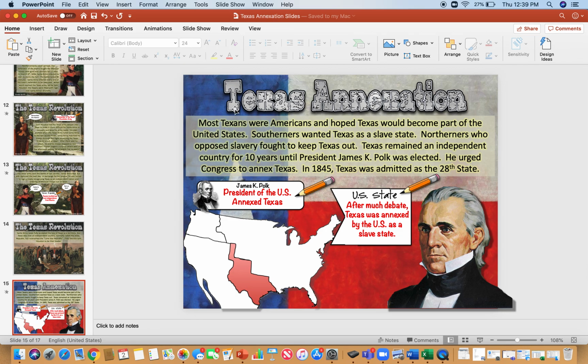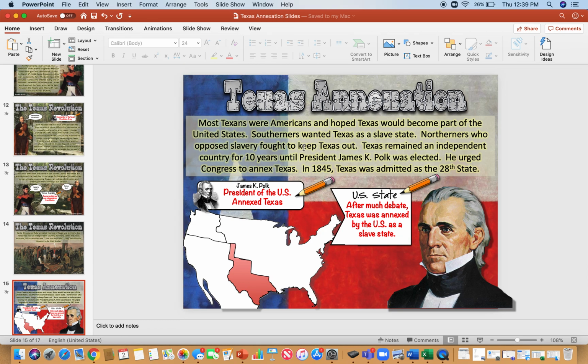Texas annexation. So many Texans were Americans, and they hoped that Texas would become part of the United States. Southerners wanted Texas as a slave state. Northerners, who opposed slavery, fought to keep Texas out. So remember, the Southerners wanted Texas to be a slave state. They wanted to use slaves for labor, but Northerners were against slavery, so they did not want to have Texas as an American state as part of the United States.